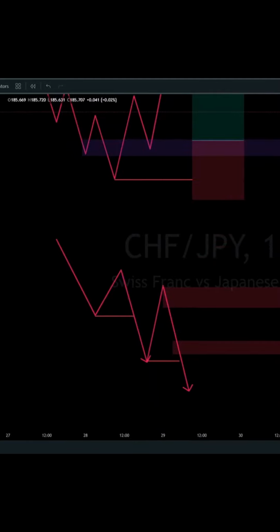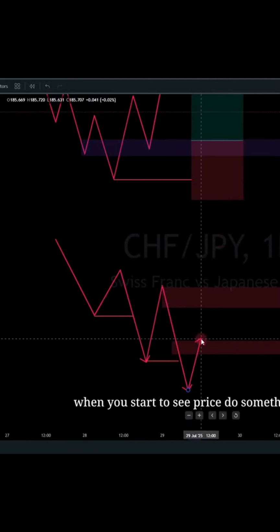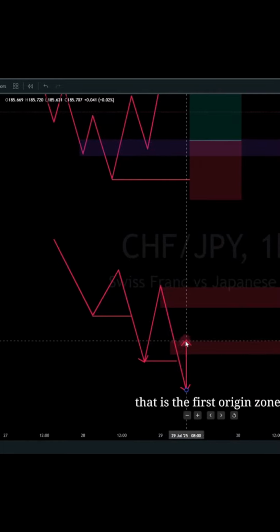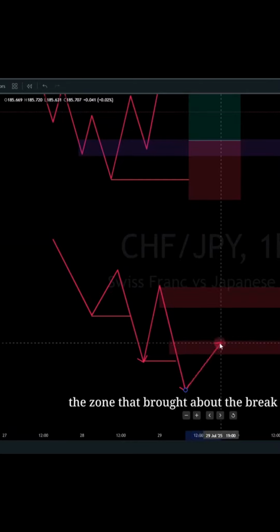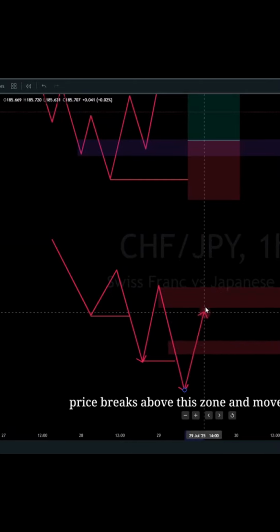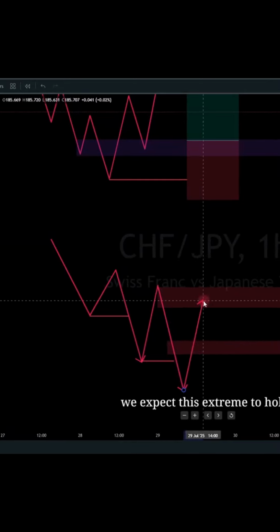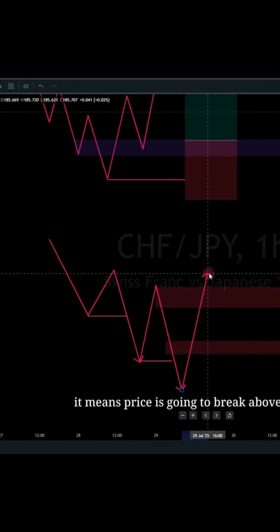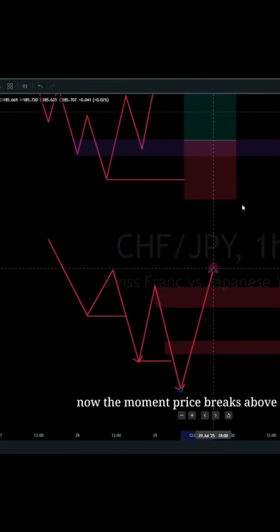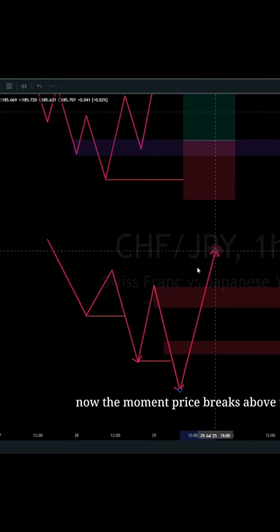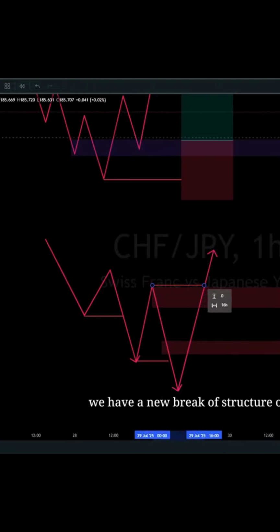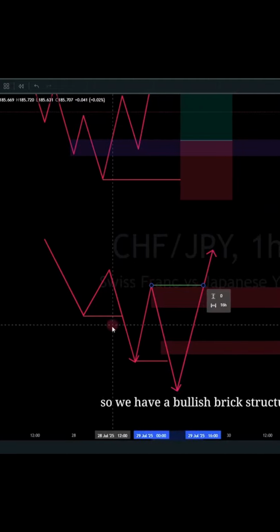Now, however, when you start to see price do something like this, so price breaks above the original zone, that is the first origin zone, the zone that brought about the break of structure, price breaks above this zone and moves up to this. We expect this extreme to hold. If we don't see the extreme holding, it means price is going to break above this high. Now, the moment price breaks above this high, we have a new break of structure on the bullish side. So we have a bullish break of structure.